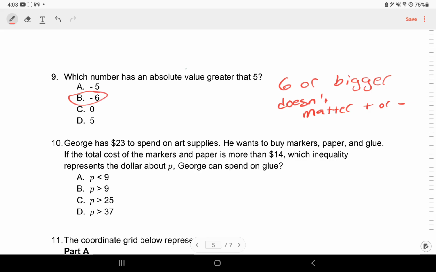Because absolute value is distance from 0. And so 6 or bigger means it's 6 spaces from 0 or more. And so negative 5 is 5 spaces from 0, 0 is 0 spaces from 0, and 5 is just 5 spaces from 0. And so 6 spaces from 0.